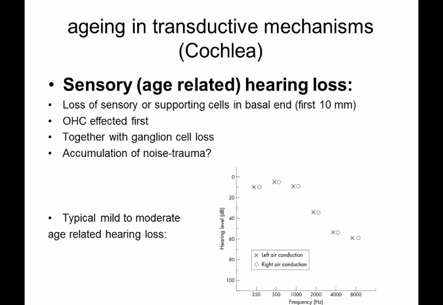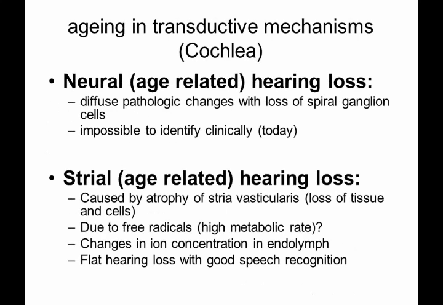Yeah, pure sensory age-related hearing loss. We usually don't find that, because usually they are together with other hearing losses, specifically the neural hearing loss, which is everything that is related to loss of spiral ganglion cells. That is impossible to diagnose without cutting open the cochlea, but you do see it in the loss of thresholds and widening of filters, but it's very diffuse pathology, so you can't easily identify that.